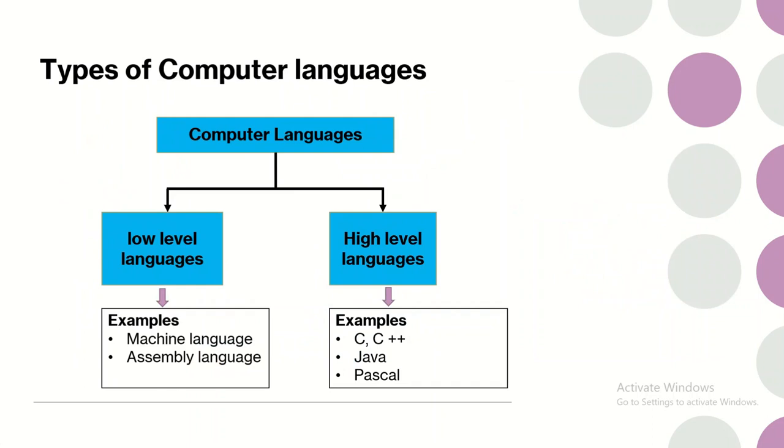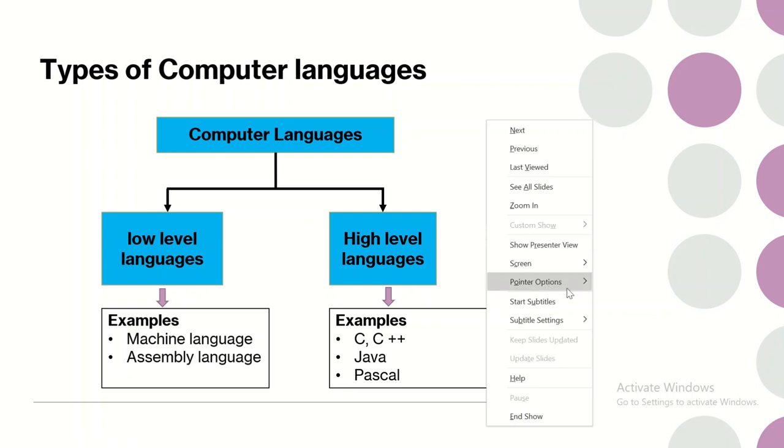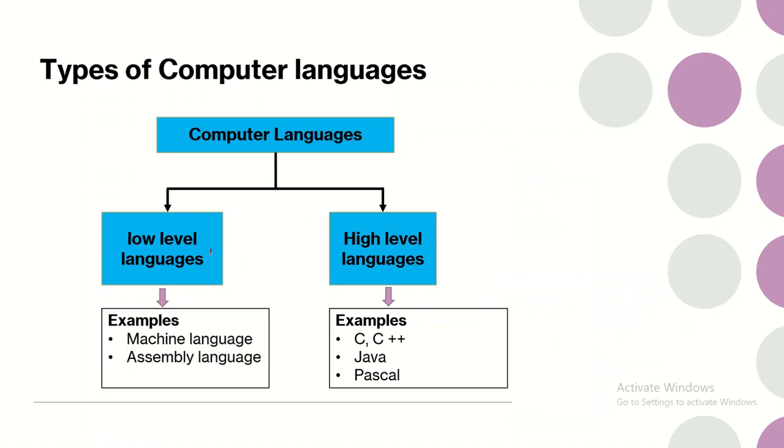Now we are coming to types of computer language. We have two types of computer language. Number one is the high level computer language, and number two is the low level computer language. In high level computer language we have C, C++, Java and Pascal. And in low level language we have machine language as well as assembly language.